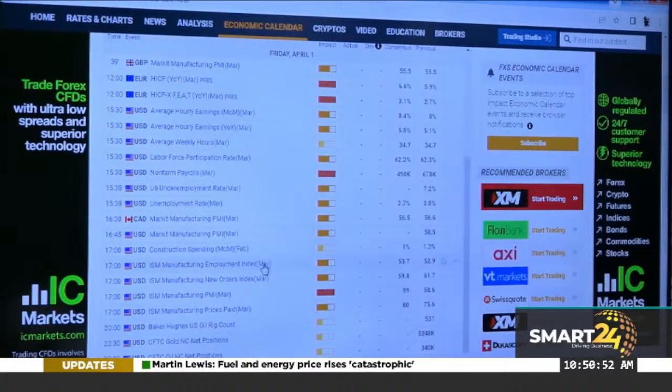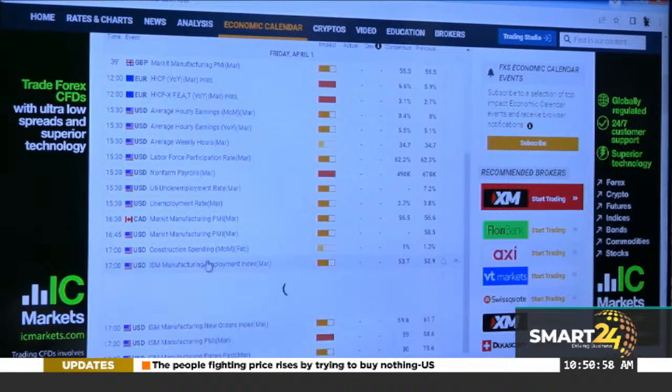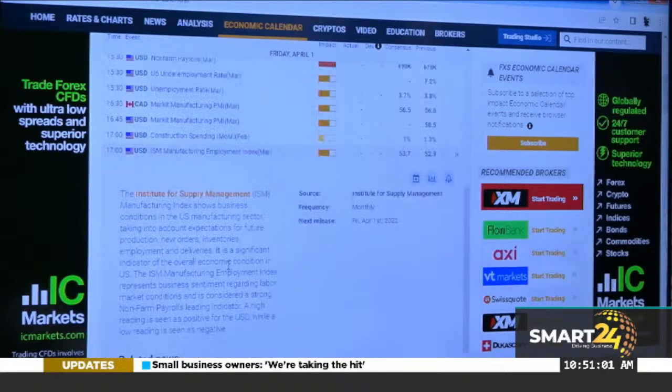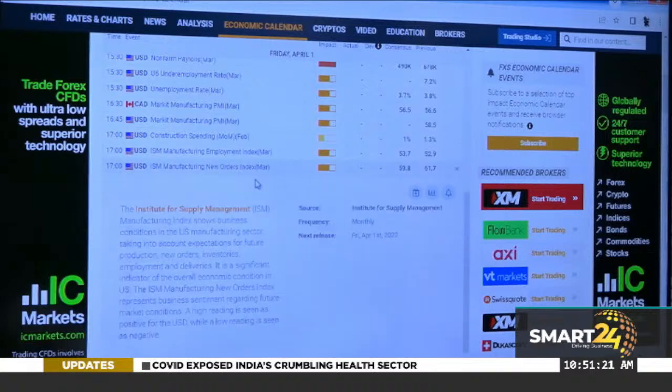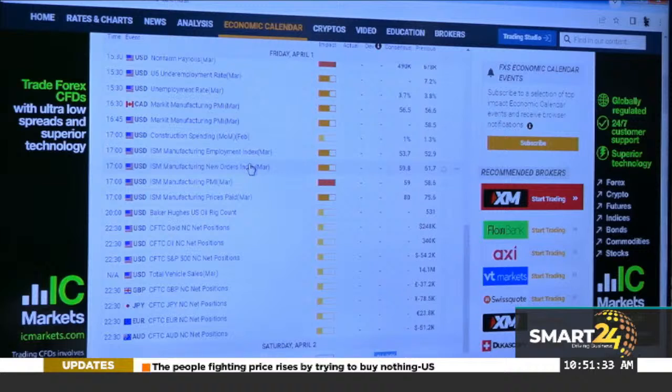Okay, so other events there. The ISM Manufacturing Employment Index for the US dollar is expected to rise from 52.9 to 53.7. That is positive for the US dollar. That will be at 5 p.m. Then the ISM Manufacturing New Orders Index is expected to drop from 61.7 to 59.8. So this one is expected to be negative for the US dollar.